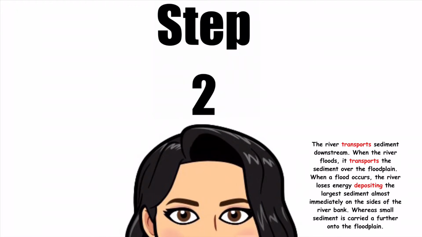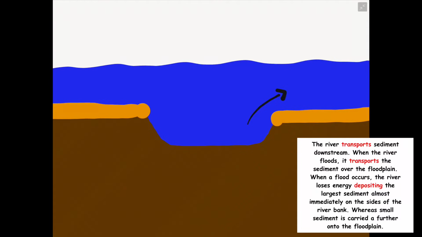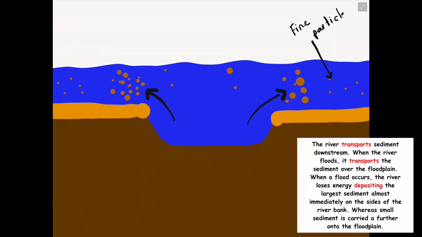Step two in the formation of this river landscape is that the river transports sediment downstream towards the lower course of the river. And when the river floods or has a high discharge, it will transport the sediment over the floodplain, like you can see on the diagram above. When a flood does occur, the river loses its energy as it travels over the floodplain. This means it deposits the largest sediment almost immediately on the sides of the riverbank because it has less energy to carry them, whereas the smaller particles, sand and silt, will be travelled further away from the riverbank sides, further into the floodplain.